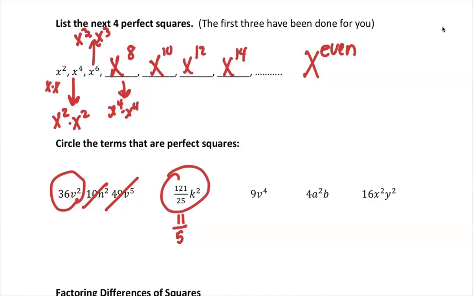9 is in the list above, and that's the even exponent. So yes, 4 is in the perfect square list, but not an even exponent. So that's not a perfect square. Perfect square, perfect square, perfect square. Yes.